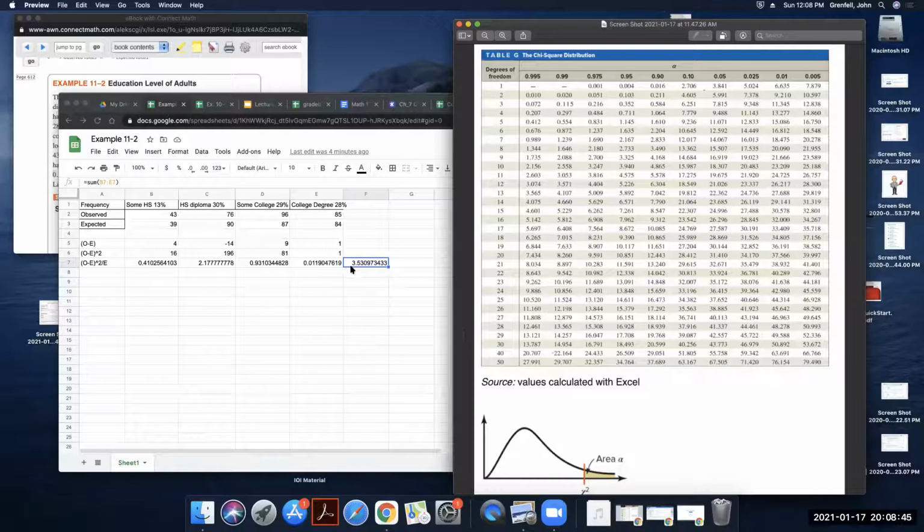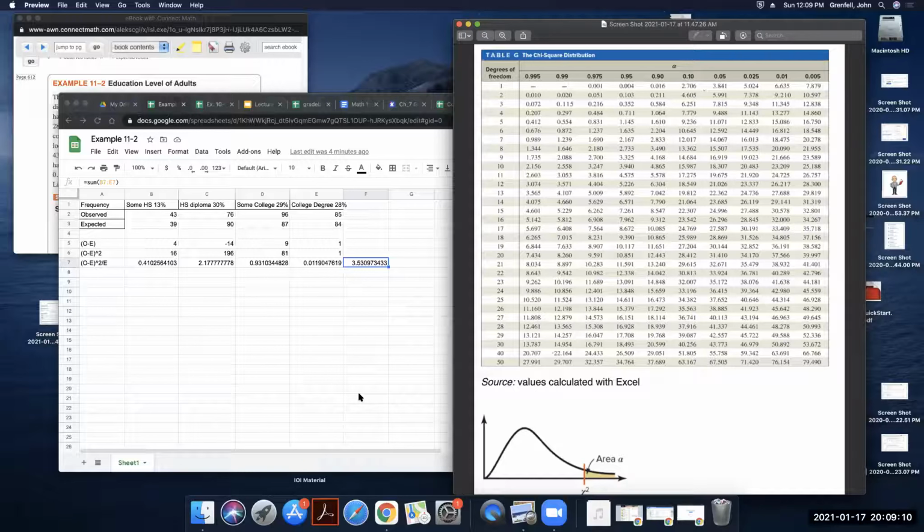If our test statistic is 3.531, where is that in relation to 6.251? That's to the left of it. So it's over here somewhere. So what's the result? Well, we're not in the critical region. We're not in the rejection zone. So we cannot reject the null hypothesis.